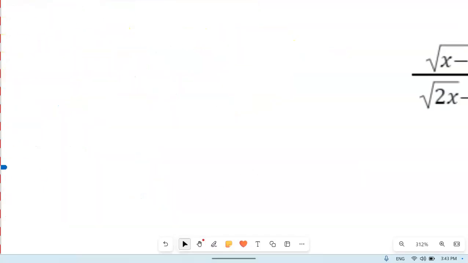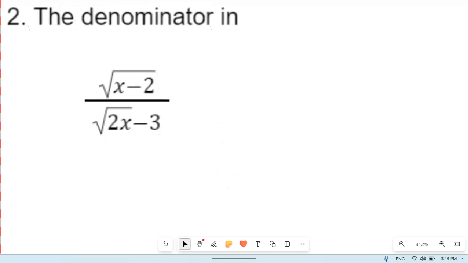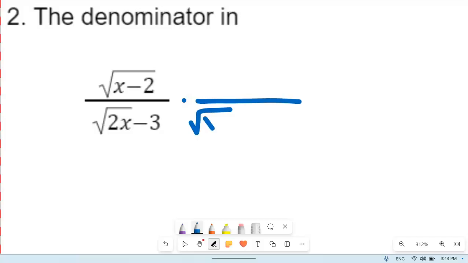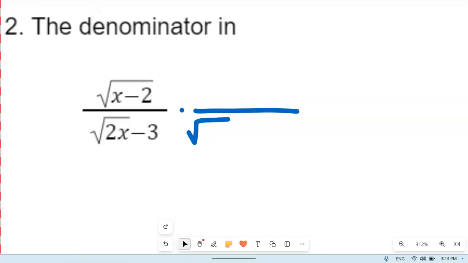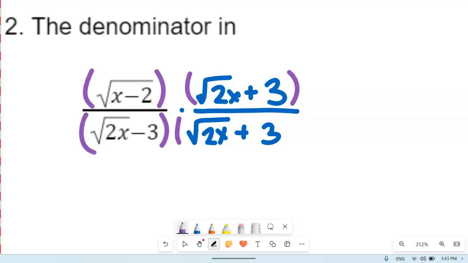Let's try another example. Okay, so in this case, I'm going to rationalize the denominator. So my first step is going to be to write the conjugate of the denominator. It's root 2x and 3, but my conjugate has a positive instead of a negative. Because I'm finding an equivalent fraction, whatever I do to the bottom, I must do to the top. I'm going to put some brackets on there just to help see what I'm doing.